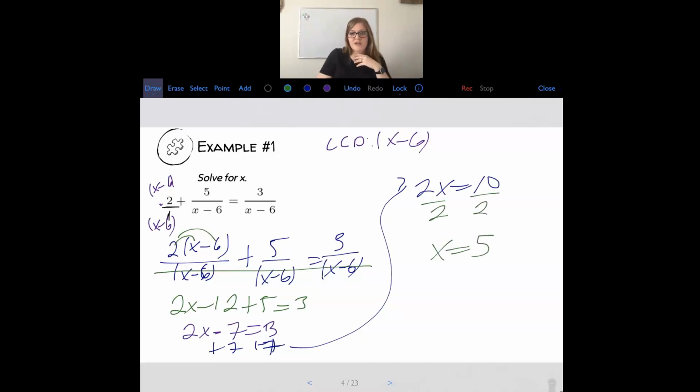Do we circle it and move on? No, we have to make sure that this does not make our denominator 0. So do a quick look. If I plug in 5, 5 minus 6 is negative 1. That's okay as long as we're not dividing by 0. 5 minus 6, negative 1 again. That's okay. So really in this case, the only thing x can't be is 6. Okay, so our answer here is x equals 5. Circle it, write it down, enter it only once you've checked it.